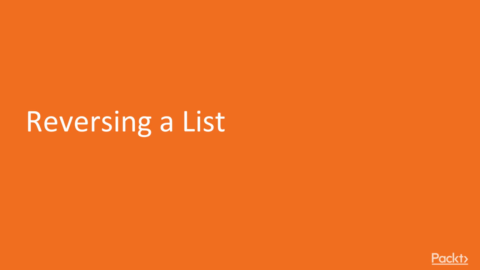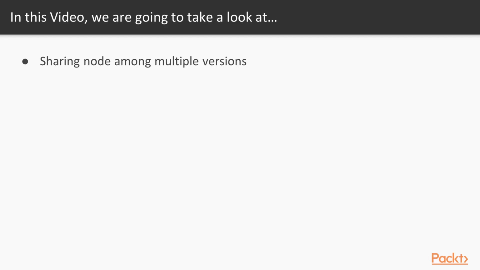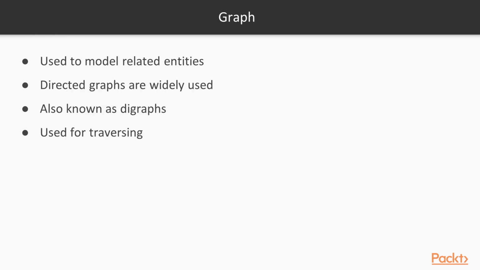Now we move on to the first video of this section that deals with reversing a list. In this video, we'll learn to share nodes among multiple versions. Graphs are a very important data structure. They're used to model related entities. A type of graph widely used are directed graphs, also known as digraphs. We'll implement functional versions of common digraph algorithms. For example, traversing a graph and visiting each node to do something useful.